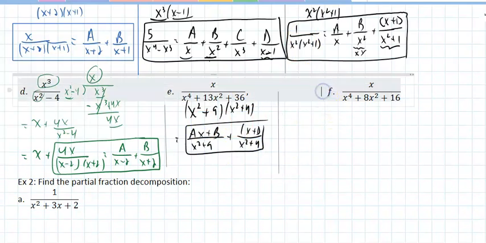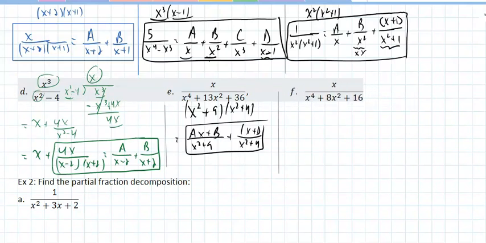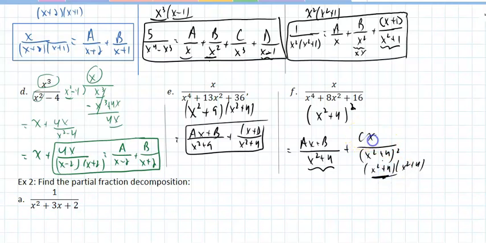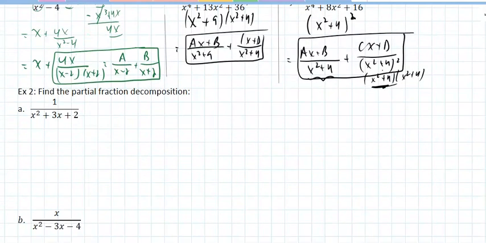And if I look at f, well, the same deal, except here I will say this is x squared plus 4 quantity squared. So that's going to be over x squared plus 4 plus over x squared plus 4 squared. That many times. That's irreducible. That's ax plus b. Since this can be written as x squared plus 4 twice, it counts as quadratic, one of those, so that's cx plus d as well. And the goal is to solve those, of course.